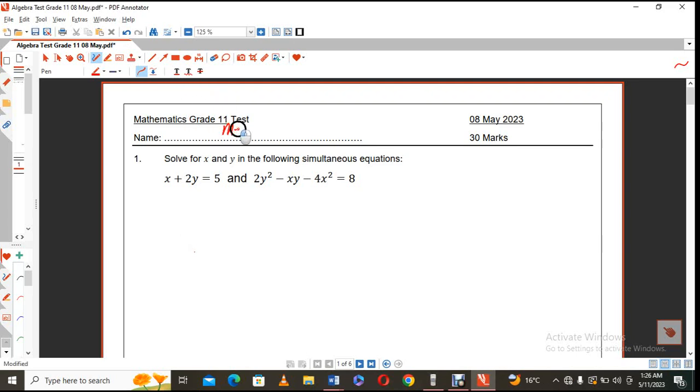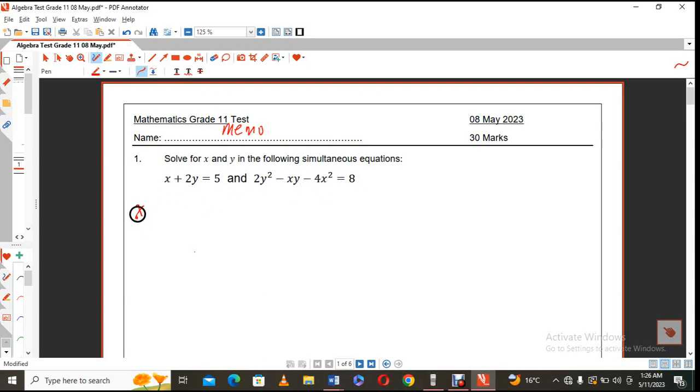So I am doing some algebra work and consider this as revision. The first question here, I have two equations and you're supposed to solve them simultaneously. The first equation is linear and the other one has got all these powers of 2, which is quadratic.